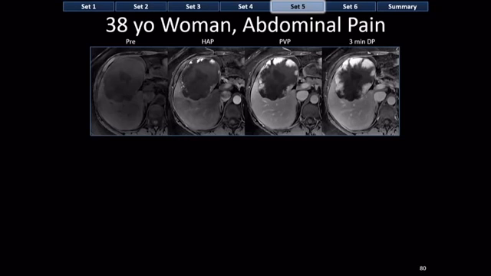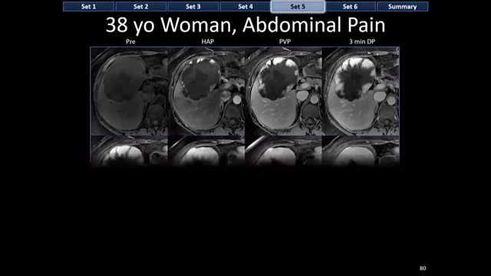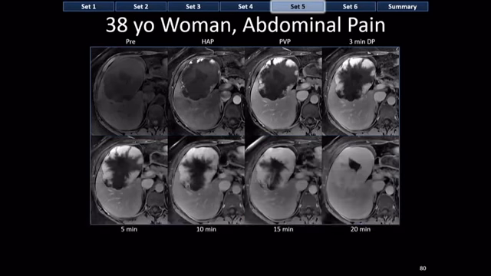I asked the patient whether she'd be willing for us to have a few additional images taken, and I don't know if she did it out of true goodwill or she felt intimidated, but anyway, she agreed. And so we got a few more images all the way up to 20 minutes, and notice that this hemangioma fills in completely, except for this central area of non-enhancement.